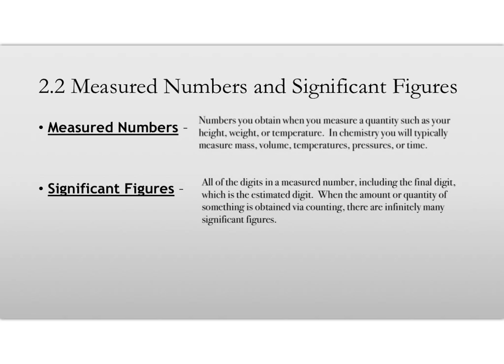Now, significant figures are all of the digits in a measured number, including the final digit, which is the estimated digit. So if I were to weigh, let's say, my cell phone on a balance, it might say that it weighs, let me say, I'm making it up, but I'm trying to make it a reasonable number, let's say 300.4869 grams. That number 9 is going to be the estimated digit.